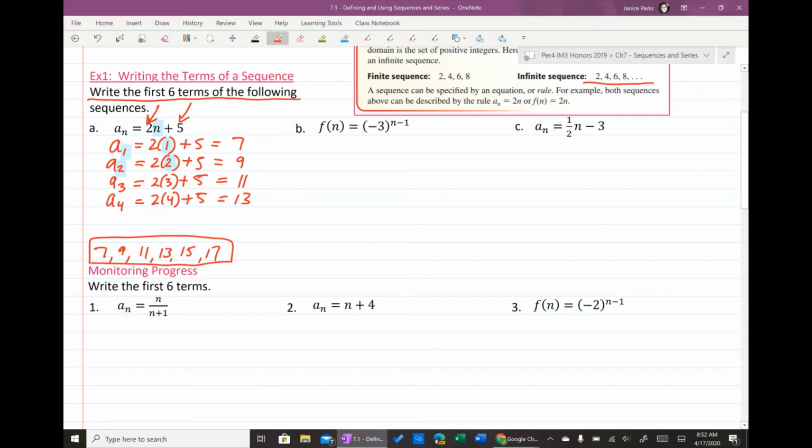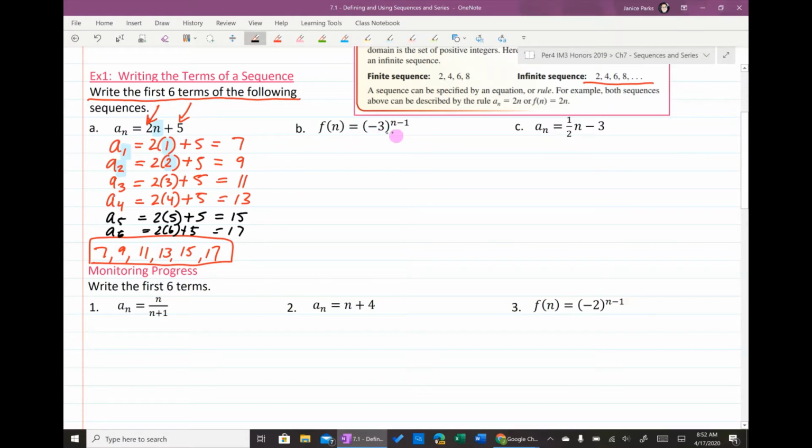If you want to double check that by plugging in the last 2 numbers, the 5th term would be 10 plus 5, and then the 6th term would be 2 times 6 plus 5, which would be 12 plus 5. All right, for the next one, you can go ahead and try the next 2 problems, or I will do them, and then you can try maybe the next 3. We can do these together.